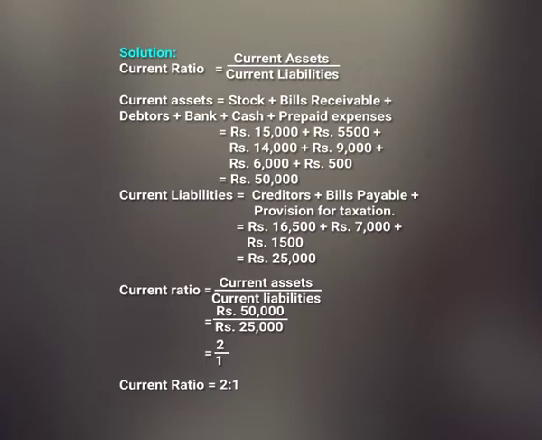Now, current liabilities is equal to creditors plus bills payable plus provision for taxation. So, that is rupees 16,500 plus 7,000 plus 1,500. So, the total of current liabilities is equal to rupees 25,000. Thus, current ratio is equal to current assets divided by current liabilities, which is rupees 50,000 divided by rupees 25,000. So, that comes out to be 2 divided by 1. Hence, your current ratio is equal to 2:1.